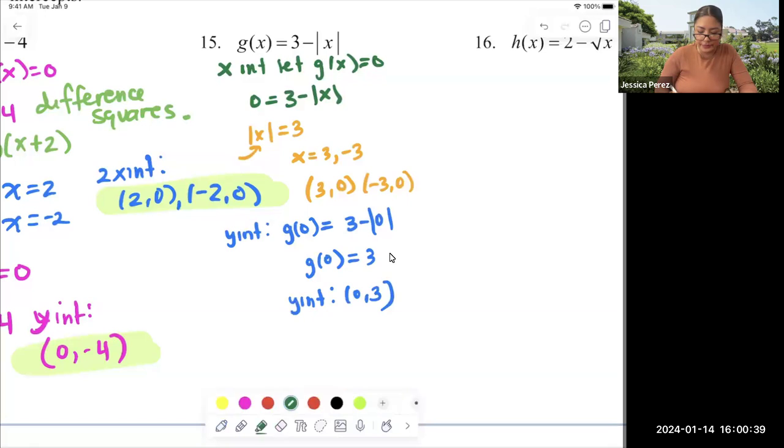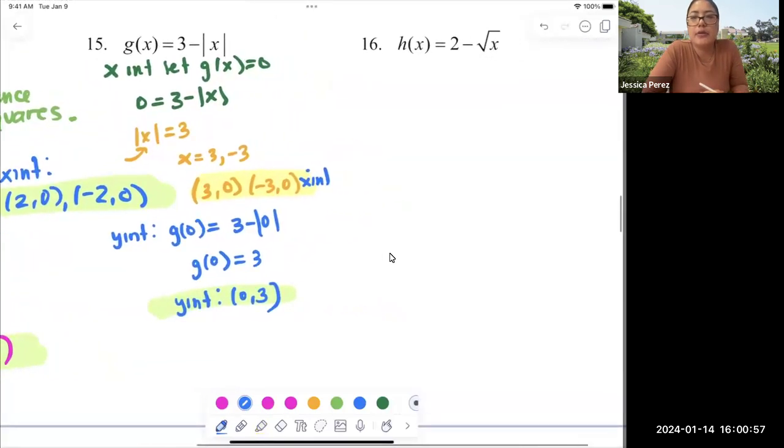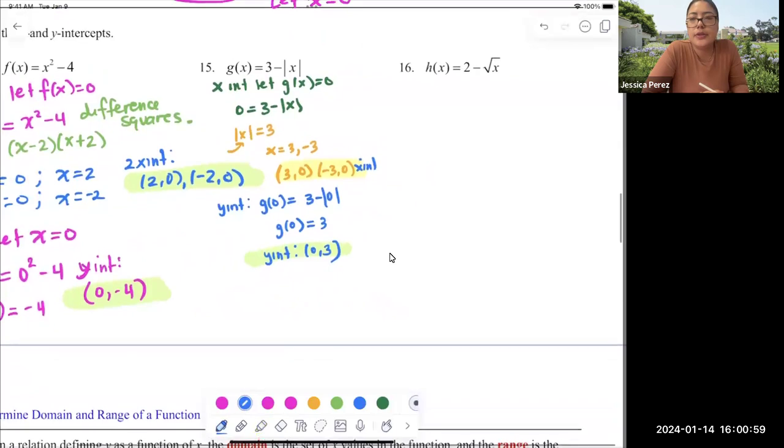Okay. So it's important for us to understand the definitions of each. So that's my y-intercept, and these are my x-intercepts. Okay. So I have two x-intercepts here. And then the last one, very similar. To find the y-intercept. Now I'm starting with the y-intercept.